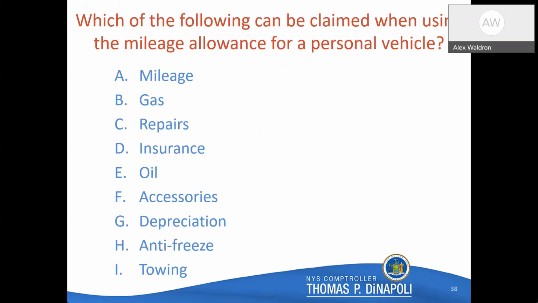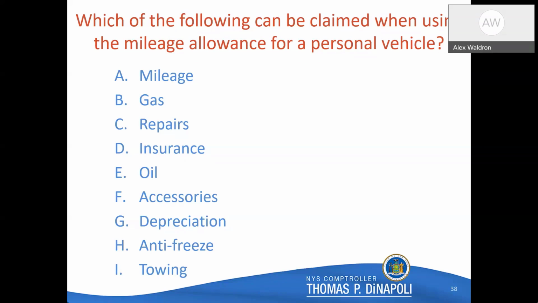All right. And next question, which of the following can be claimed when using the mileage allowance for a personal vehicle? This is a little trick question here for you guys. All right, and it looks like I'm not tricking anybody today. So the answer is A, mileage.